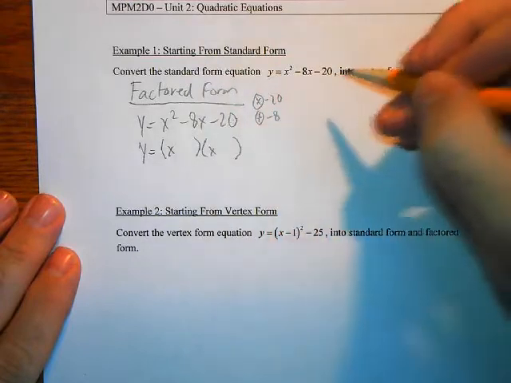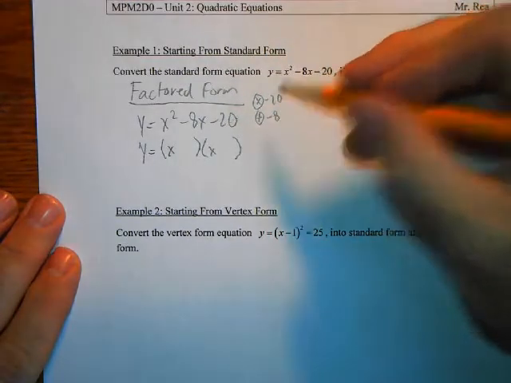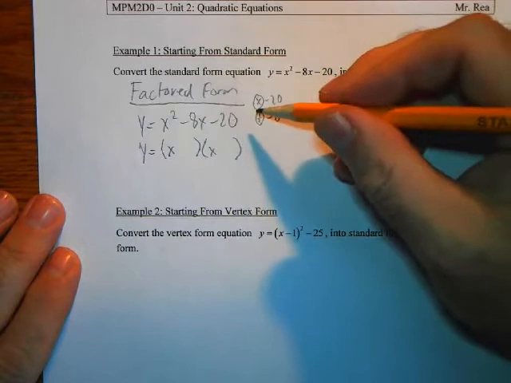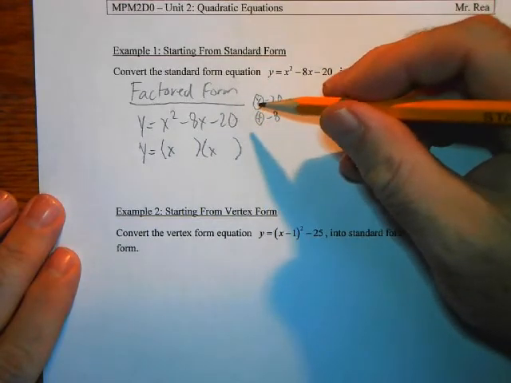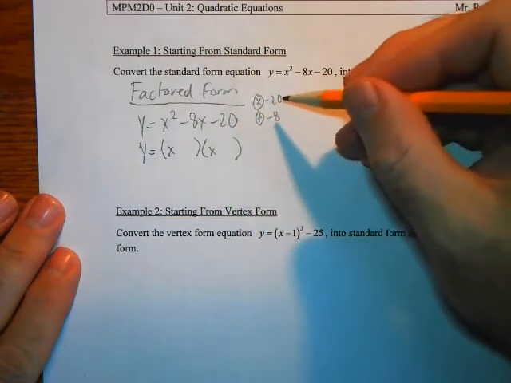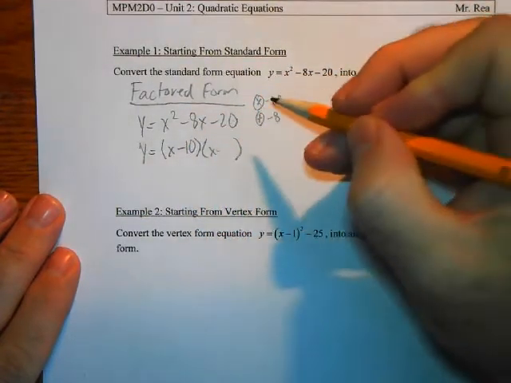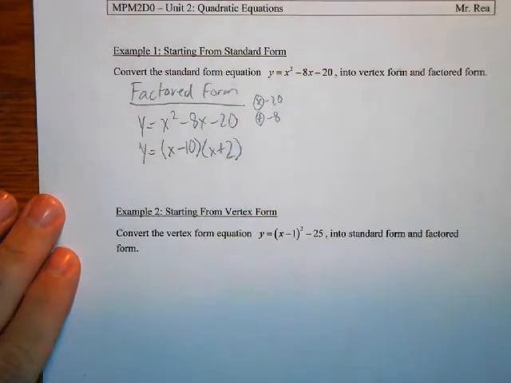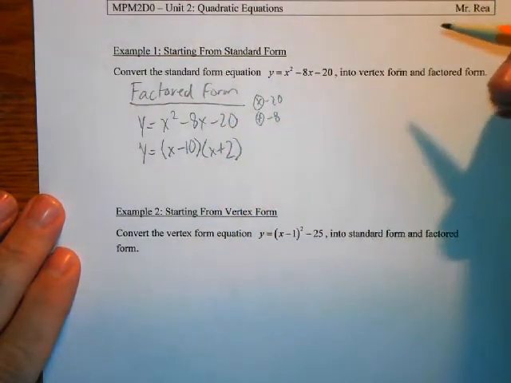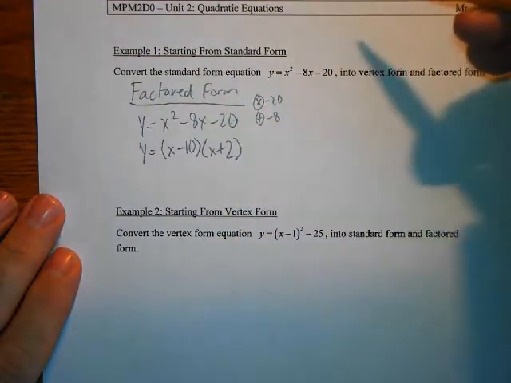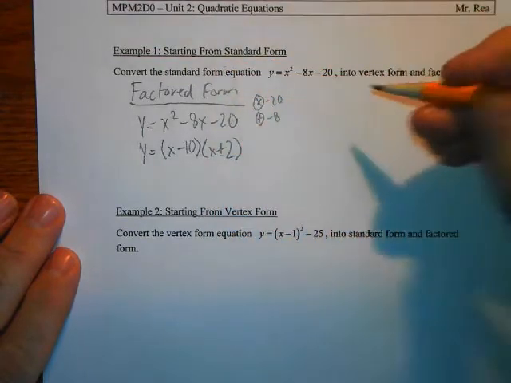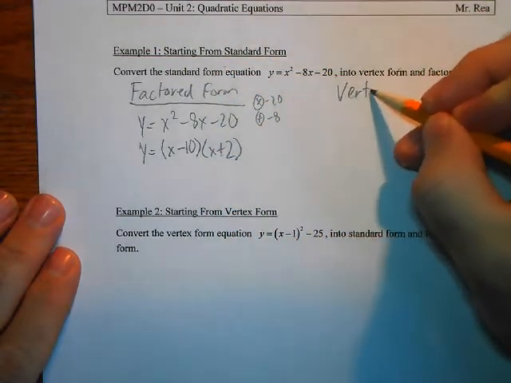So you could do the chart and work your way through it, or if you think of the numbers, well, you can think the numbers would be negative 10 and positive 2. That satisfies that, so we can just put them directly in. So negative 10, positive 2. So there's the equation in factored form. So so far we've got standard form and factored form. Let's create the vertex form.